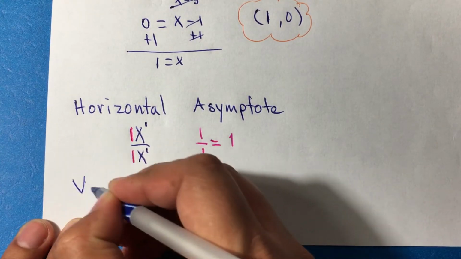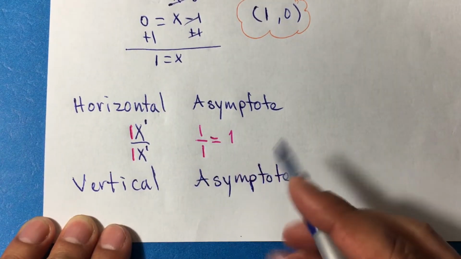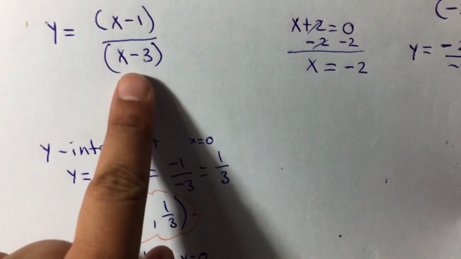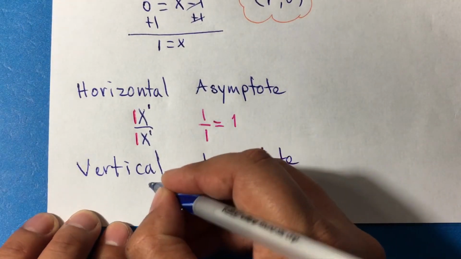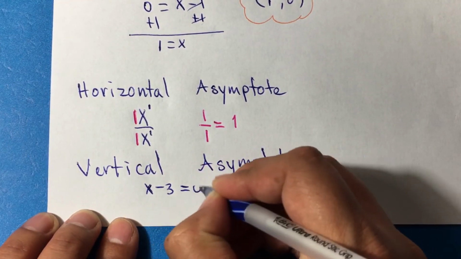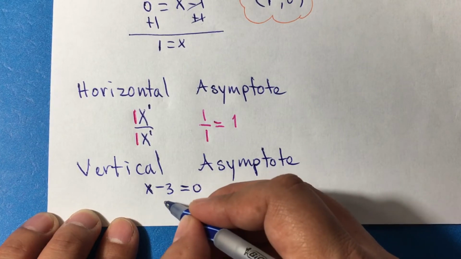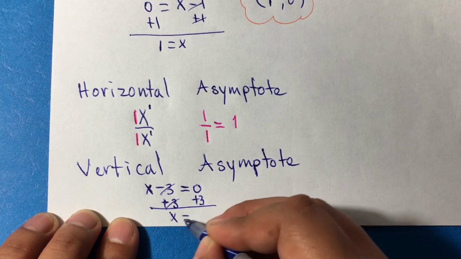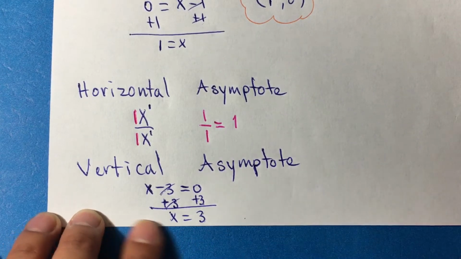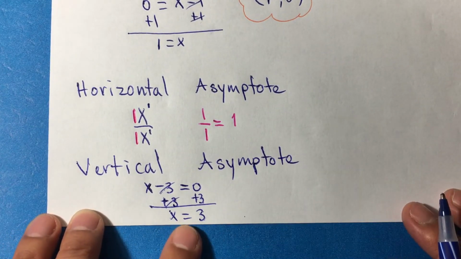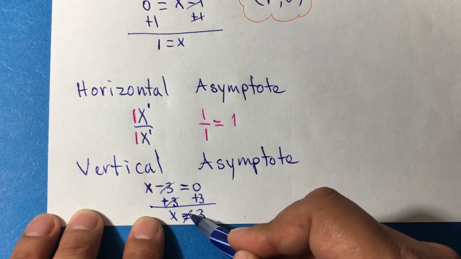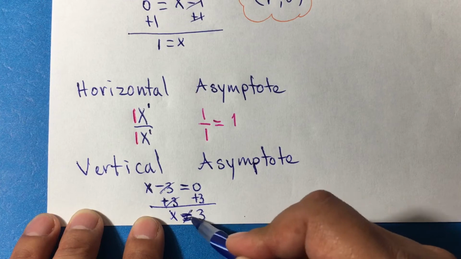For my vertical asymptote, remember that we get whatever is in the denominator, x minus 3. Set x minus 3 equal to 0. And so if I'm subtracting 3, the opposite is to add 3. x equals 0 plus 3, which is 3. And so it just means that the graph will not cross because we cannot have a denominator of 0. That will be undefined.